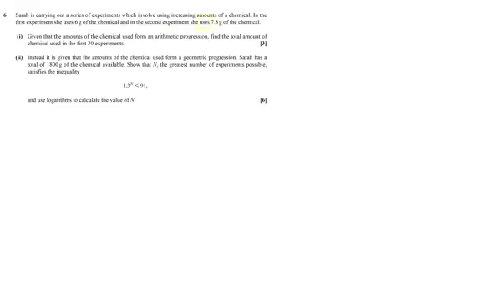So it's got a series of experiments. First 6 and the second she uses 7.8. Given they form an AP, find the total amount. Okay, that's not so bad, is it?